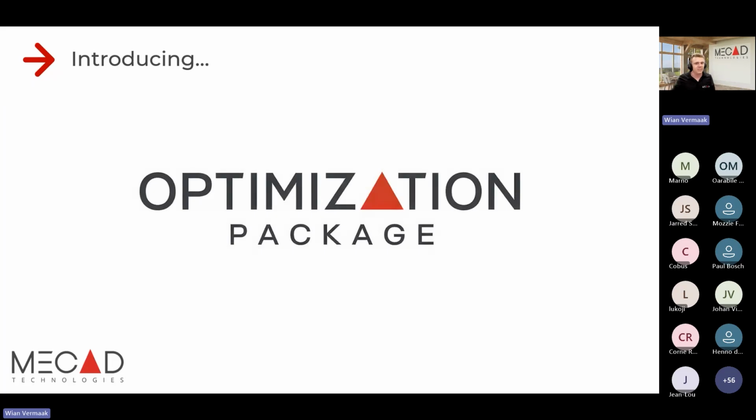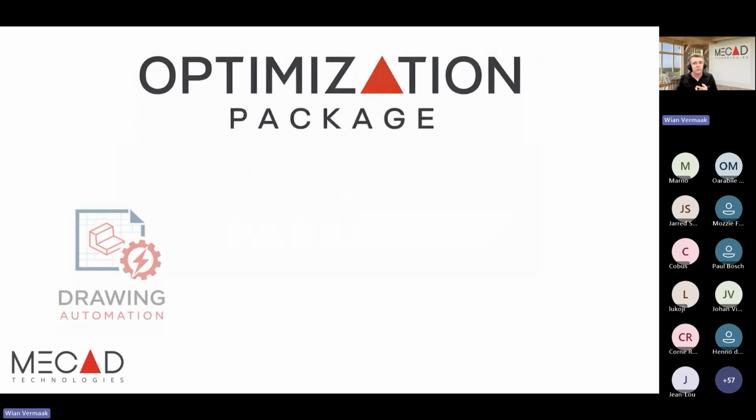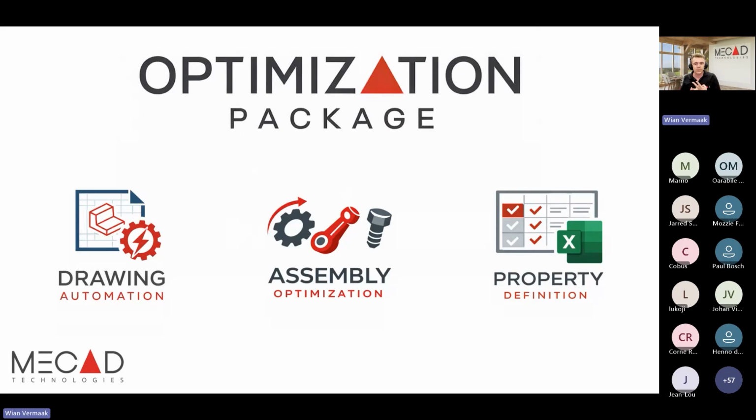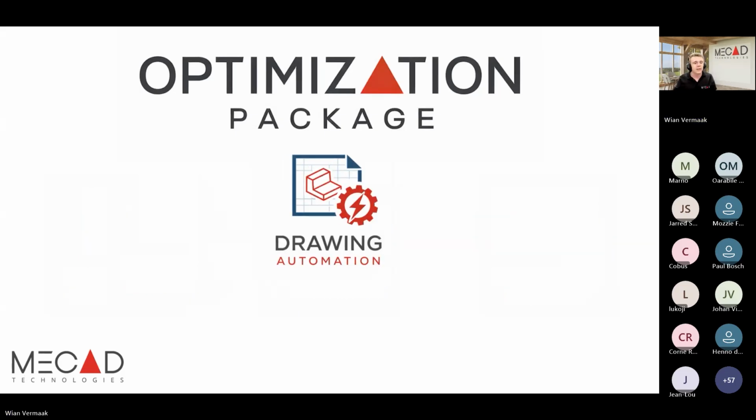Introducing the optimization package. It's a set of SOLIDWORKS automation tools designed to eliminate repetitive work and improve performance across real engineering projects. It focuses on 3 of the biggest time drains in most workflows: drawing creation, large assembly rebuild performance, and manual custom property management. The result? Faster turnaround times, more consistent output, and more time for engineers to focus on what they do best: engineering.